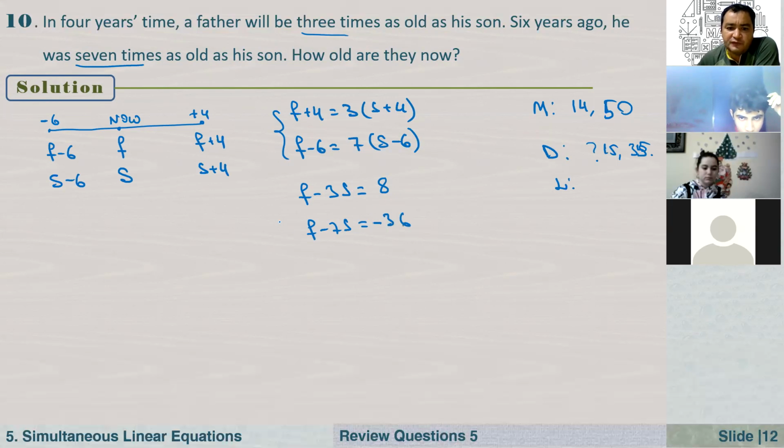-36, right? So if you just subtract, F minus F is 0, minus 3 minus -7 is equal to 4S. 8 minus -36, that's equal to 44. What is S? S equals 11. If S equals 11, substitute in the first equation, for example, it is 45. Father is 41 years old.